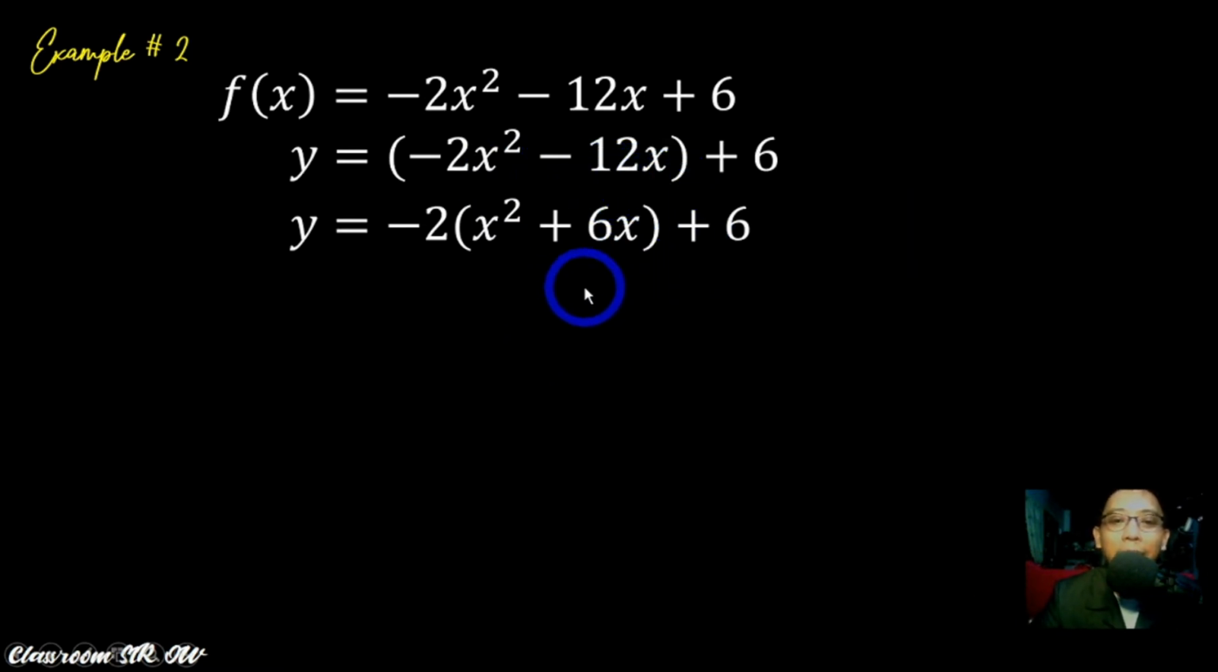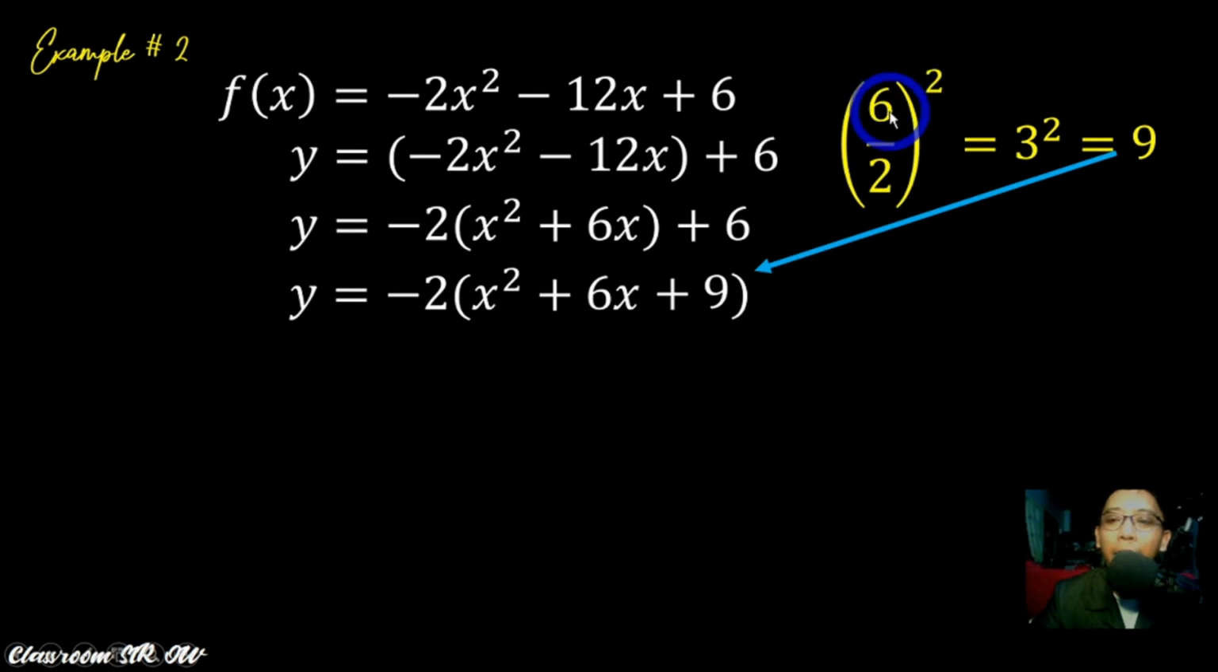After this, we will now complete the trinomial so that we can make this a perfect square. Negative 2 we just copied, then x squared plus 6x. We are now after the third term so that this will become a perfect square trinomial. Of course, we just get the coefficient of the linear term, which is 6, divided by 2, squared. 6 divided by 2 is 3, raised to the power of 2 is of course 9. So we added 9 so that the trinomial becomes a perfect square trinomial. Since we added 9, we will also subtract 9.